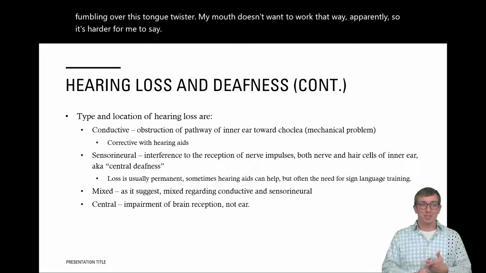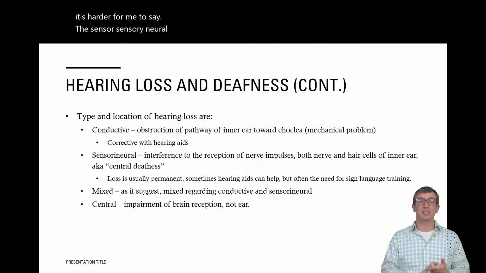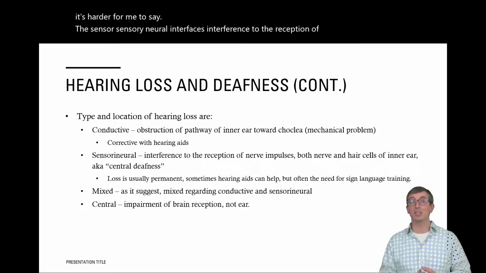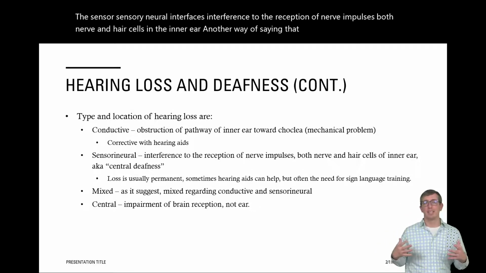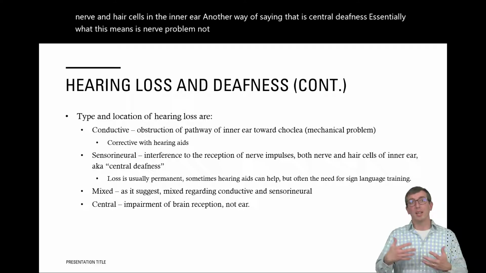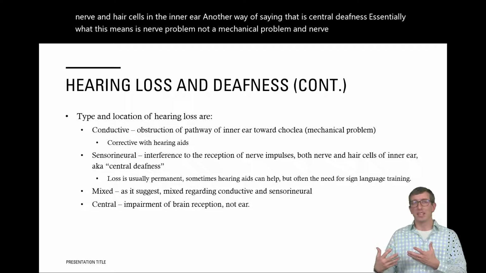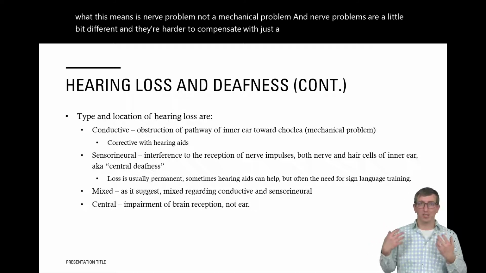The sensory neural involves interference to the reception of nerve impulses, both nerve and hair cells of the inner ear. Another way of saying that is central deafness. Essentially what this means is it's a nerve problem, not a mechanical problem. And nerve problems are a little bit different, and they're harder to compensate with just a mechanical device, like a hearing aid or something like that.